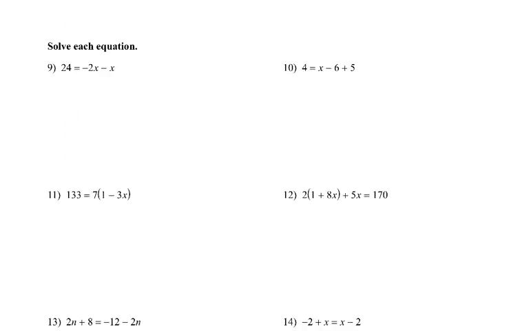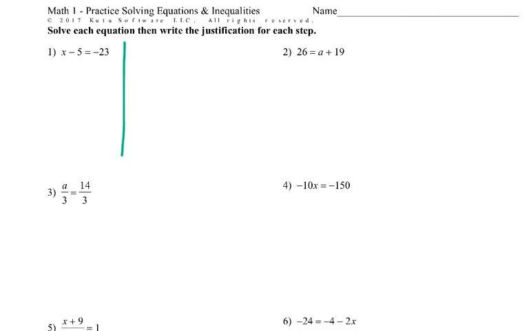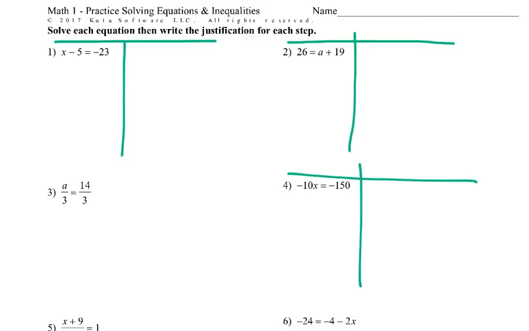So what we need to do here is we need to write on each of these kind of a T-chart here. So this is our given equation. So how do we solve it?